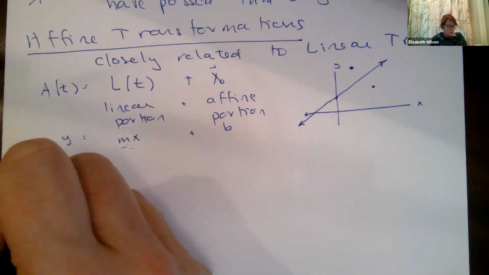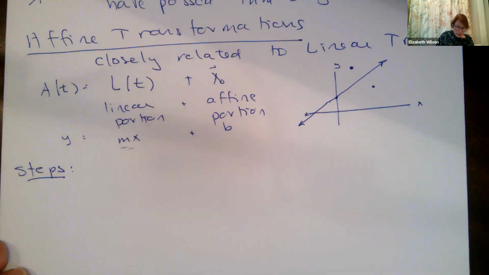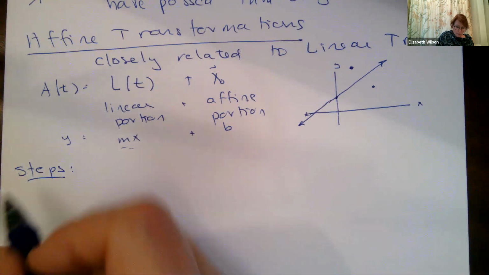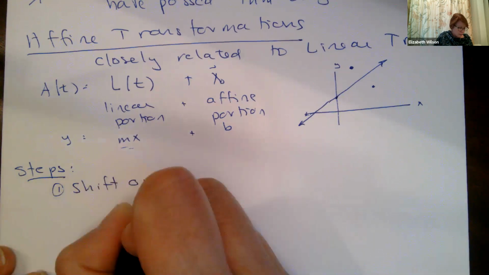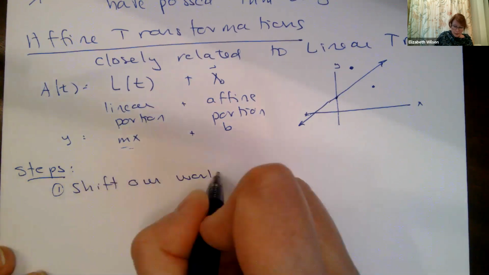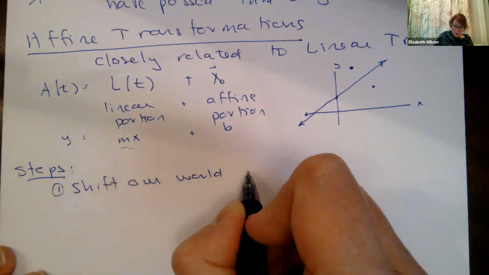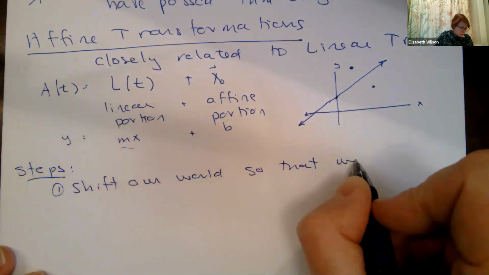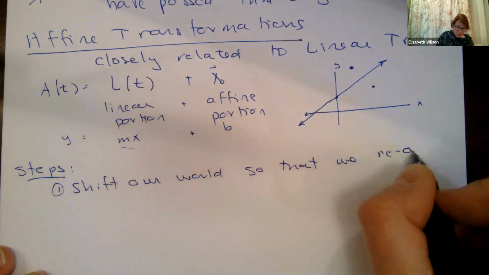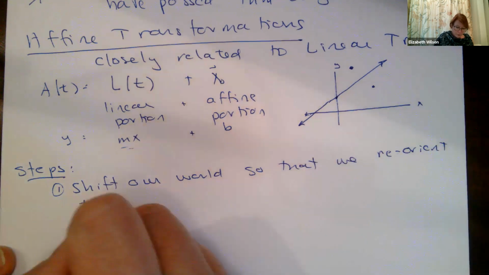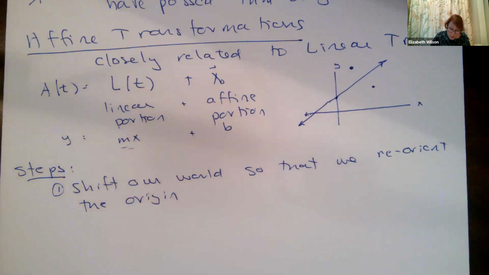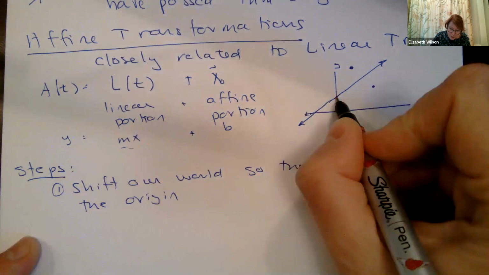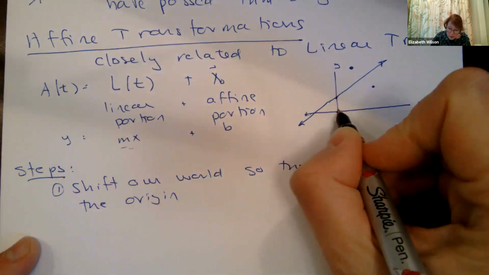You'll see when we actually work it through. So what we do is we shift our world, like our axis, so that we reorient the origin. It's almost like I say, I'm going to shift my world. So this point right here, it's right up there instead of at 0, right? I need to shift up my origin by this amount. So I'm going to shift it up.